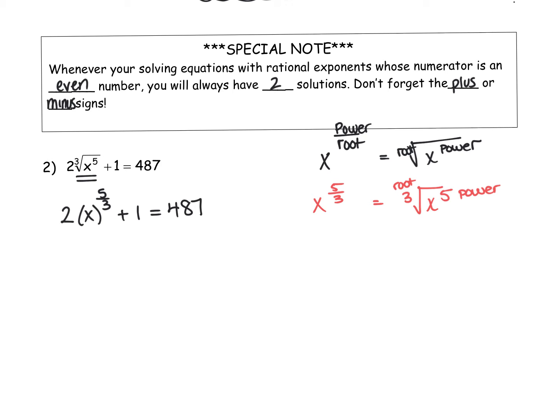So in order to solve any equation like this, we have to try to isolate the x. So we're going to get this x to the 5 thirds by itself. So what we need to do first is subtract the 1.